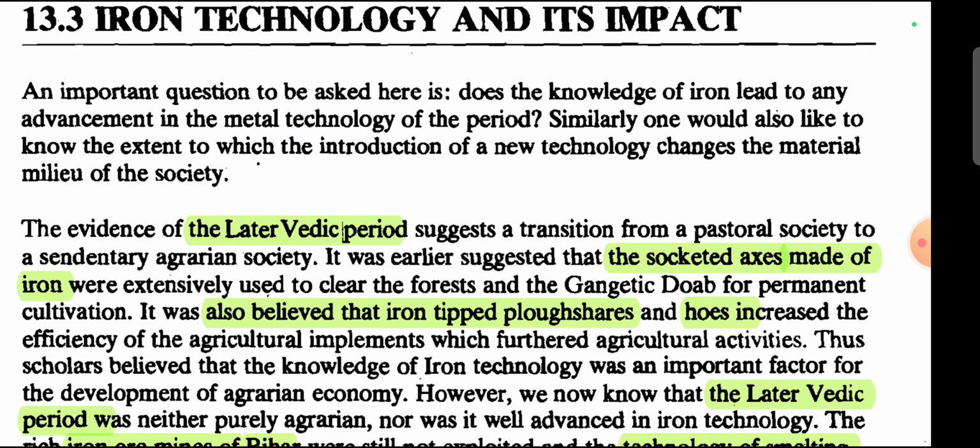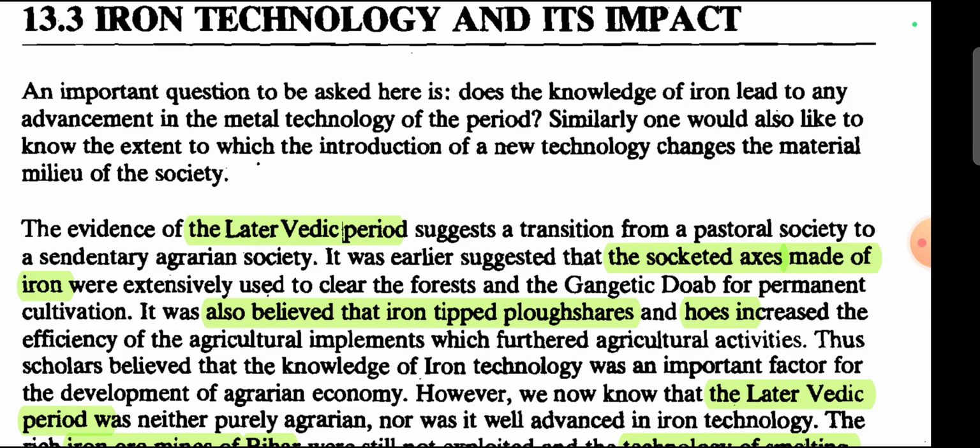An important question to ask here is, does the knowledge of iron lead to any advancement in the metal technology of the period? Similarly, one would also like to know the extent to which the introduction of new technology changes the material milieu of the society.